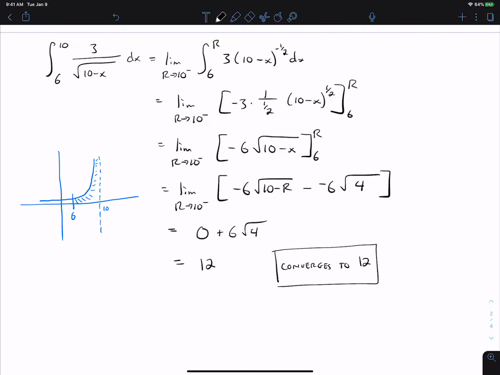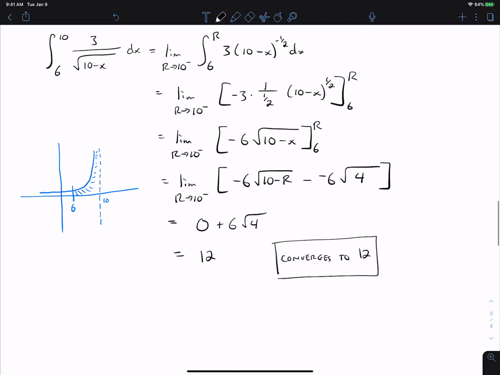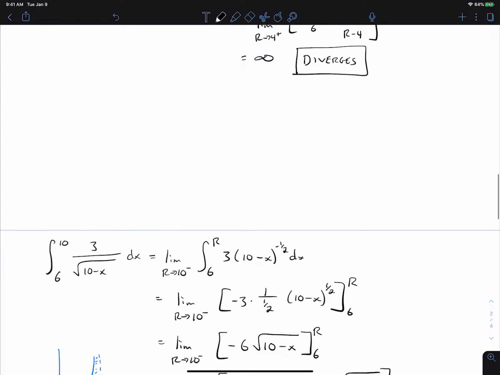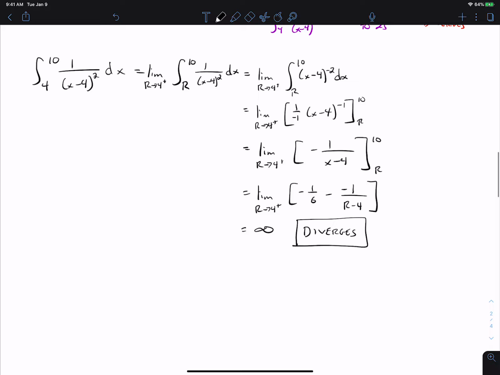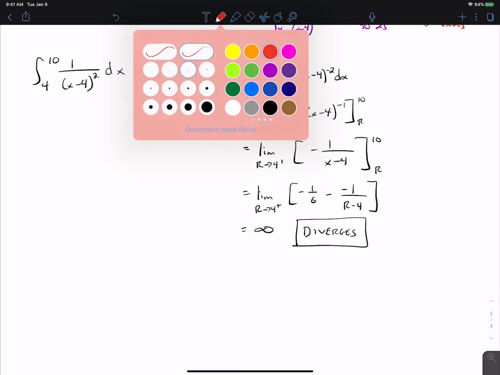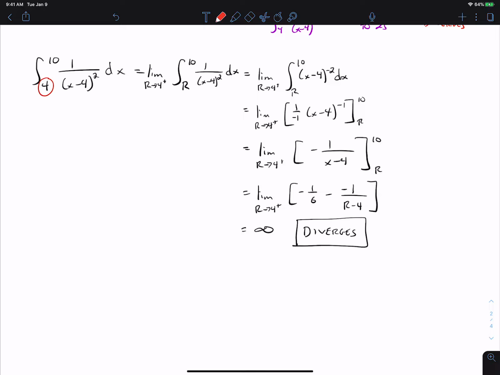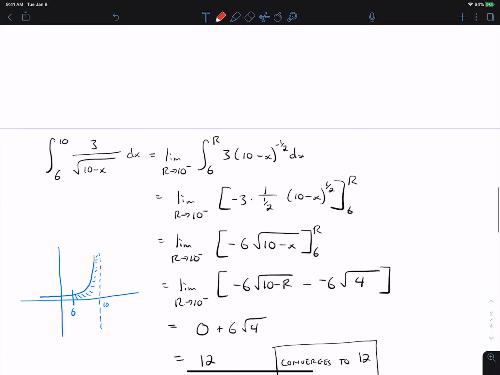Okay. Now, there are several ways for integrals to be improper. One way is these first two that we're talking about, where there's a discontinuity at one of the bounds. The first problem we did, there's a discontinuity at 4. The second problem we did, there's a discontinuity at 10.